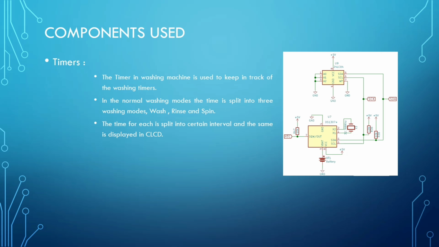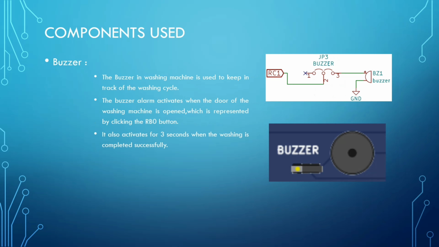This photo represents the schematic of the timers. Timers in the washing machine are used to keep track of washing times. In the normal washing modes, the time is split into three modes: wash, rinse, and spin. The time for each mode is split into a certain interval and the same is displayed in the CLCD.